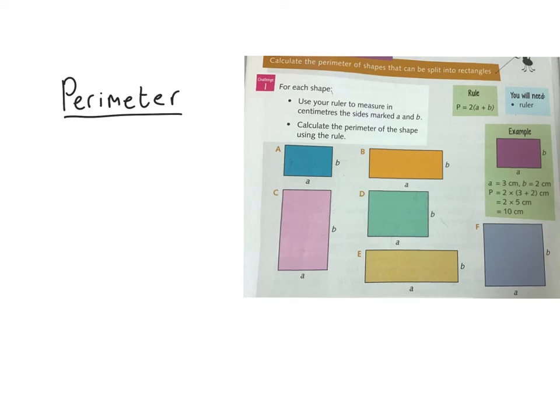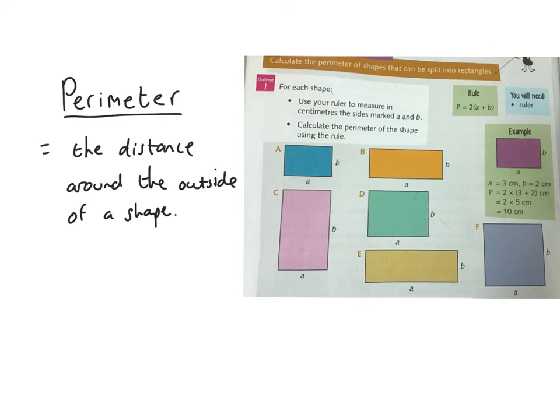Good morning everybody, we're moving on in maths to look at some shape and space, and we're going to start off by looking at perimeter. Now the word perimeter means the distance around the outside of a shape. So it's the distance around the outside of a shape. I'm going to start off with an example just by looking at a rectangle.